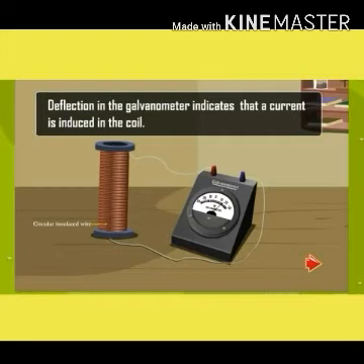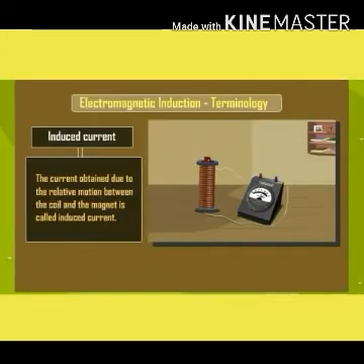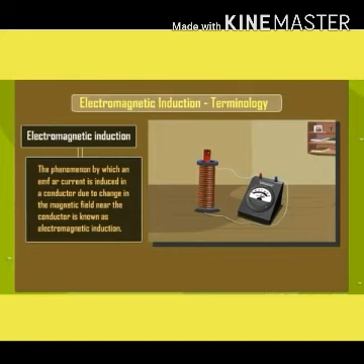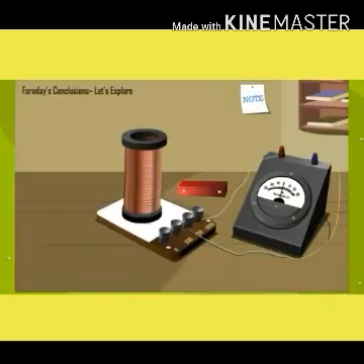The current obtained due to the relative motion between the coil and the magnet is called induced current. The phenomenon by which an EMF is induced in a conductor due to a change in the magnetic field near the conductor is known as electromagnetic induction. In easy language, you can say current is produced using a magnet. Let's see a few experiments performed by Michael Faraday.